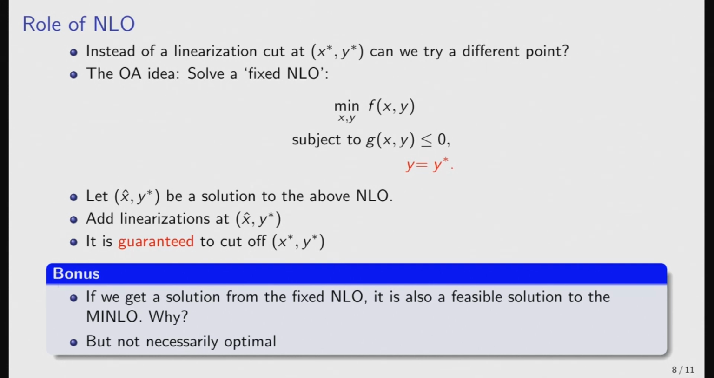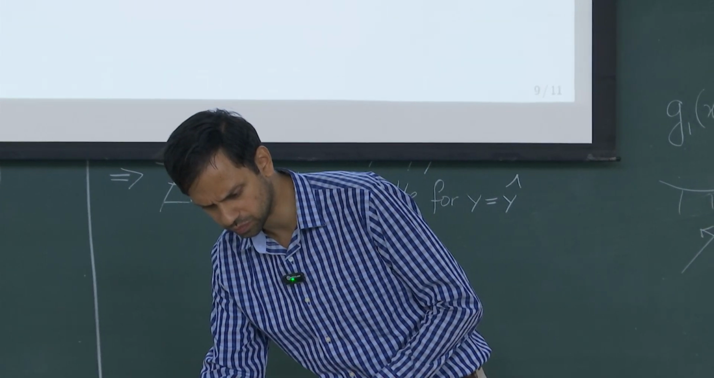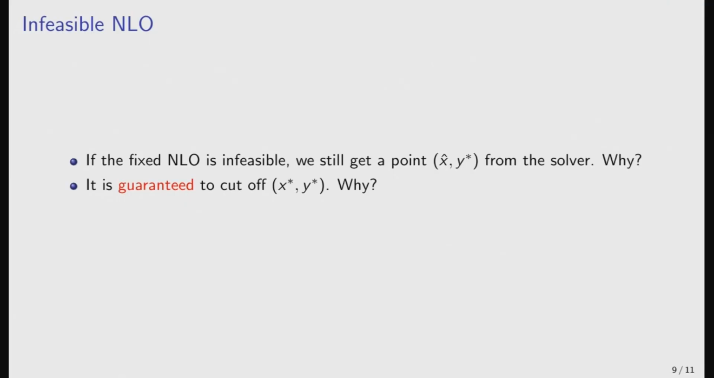Any questions? So what about an infeasible NLO? It is possible that when I fix y to y star and solve the NLO, I may get something infeasible. It may say that there are no feasible nonlinear solutions.